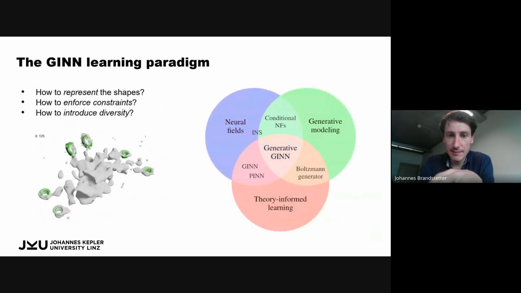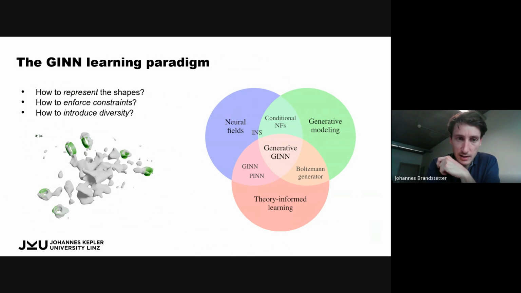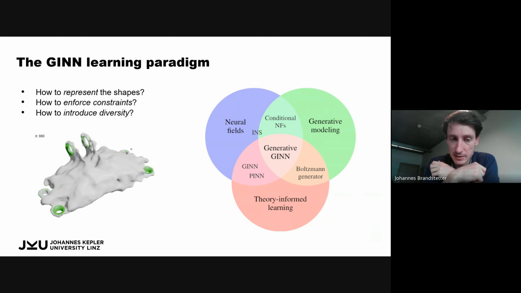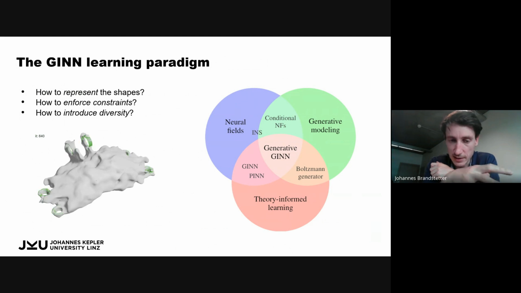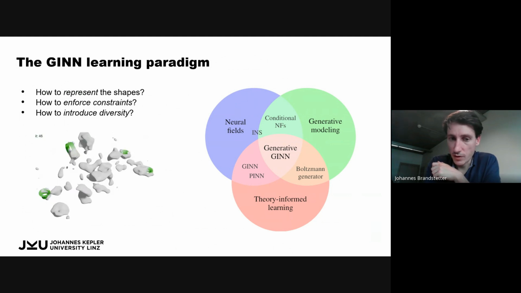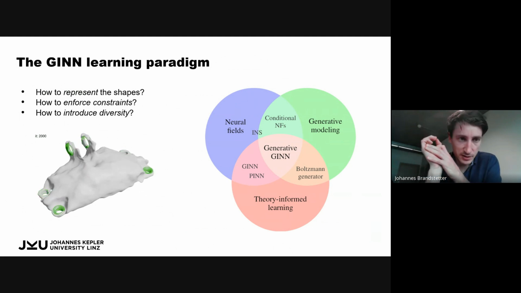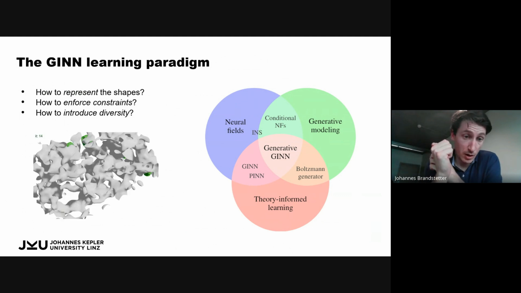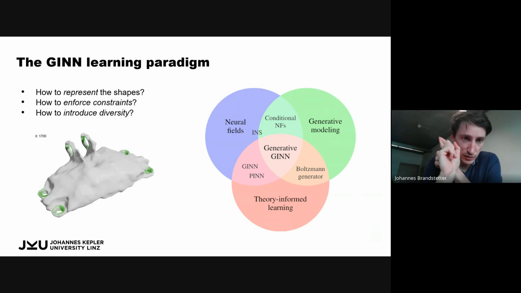So one example is shown here, where we basically see the training progress of fitting our geometry-informed neural network to these interfaces, being in a certain volume, having a smooth surface, and so on. So we're asking ourselves three questions. The first one is how are we going to represent the shapes? The second one is how do we enforce these constraints?